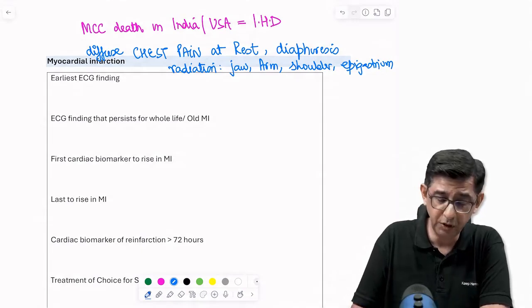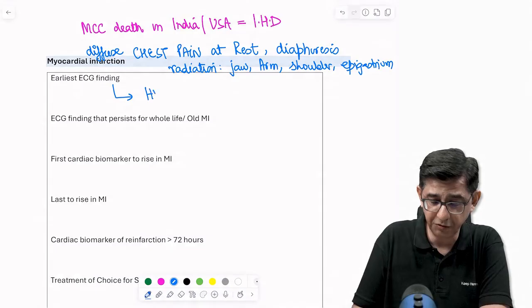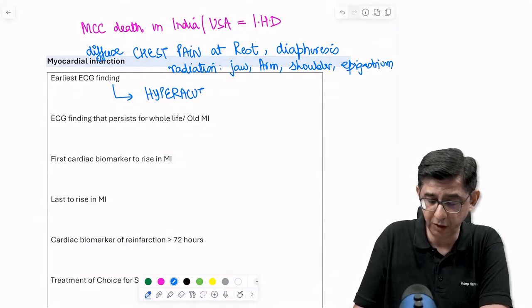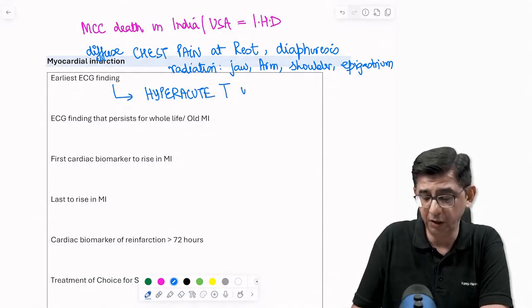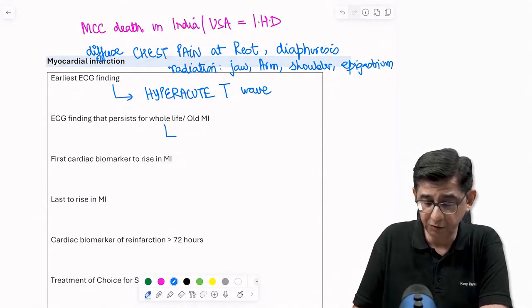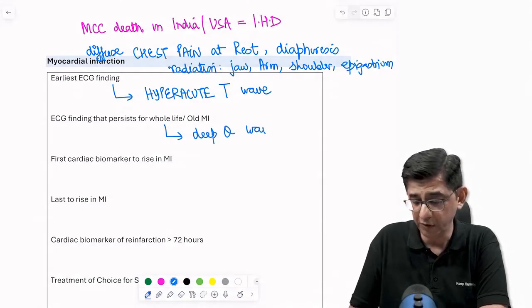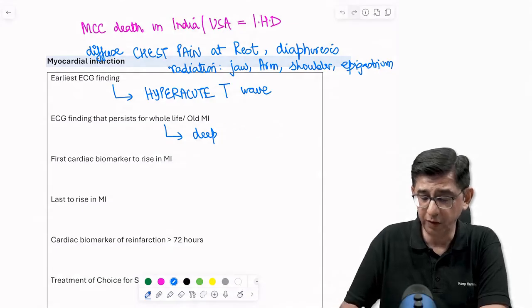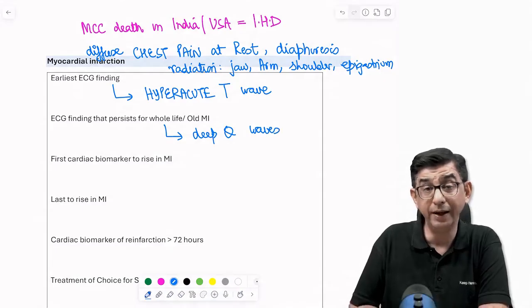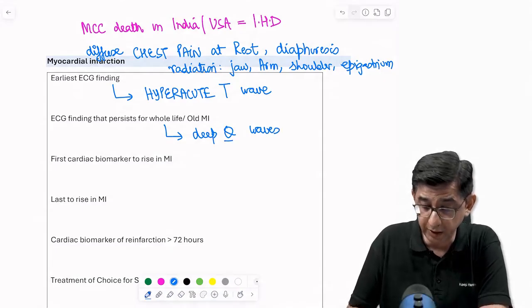What you need to do is the ECG in this patient, and the earliest ECG finding is not ST elevation. If he says what is the earliest ECG finding in myocardial infarction, your answer would be development of hyperacute T waves. If he says what ECG finding will persist for the whole life in the patient, then it would be the appearance of deep Q waves. Deep Q waves in myocardial infarction always indicate cell death in a patient. The word is cell death.